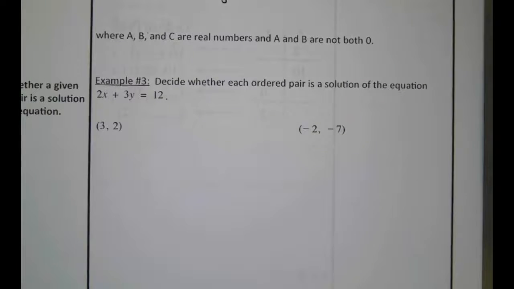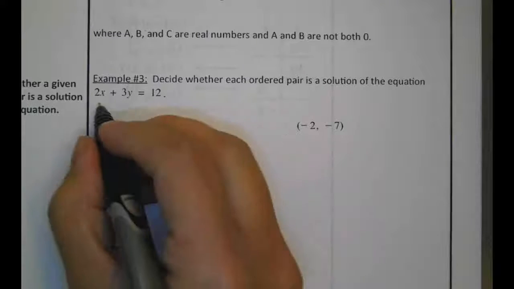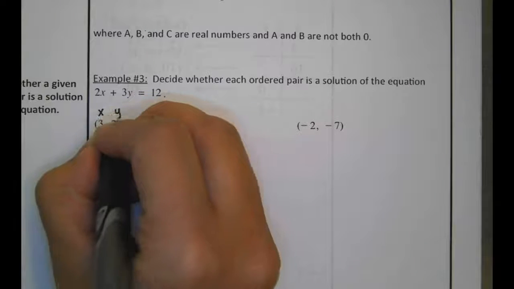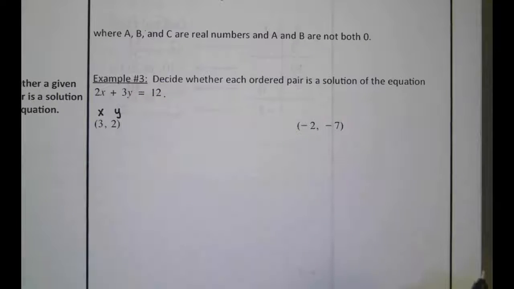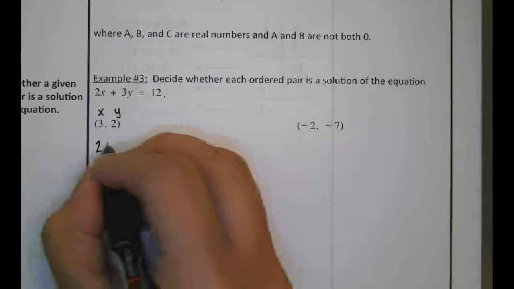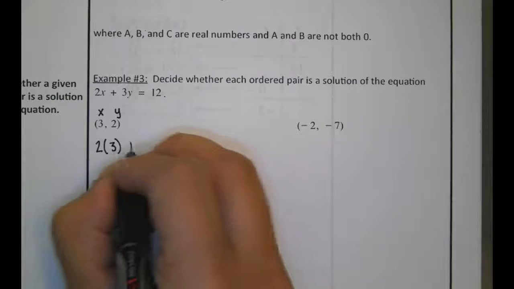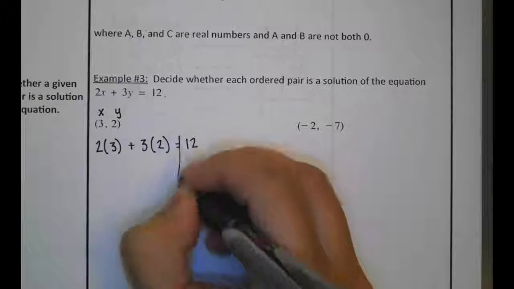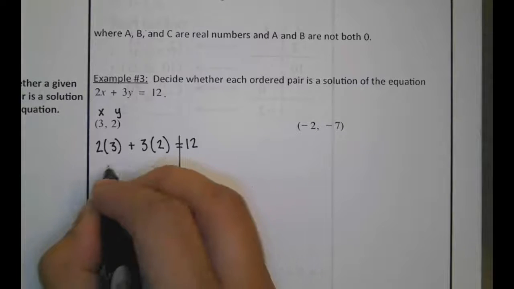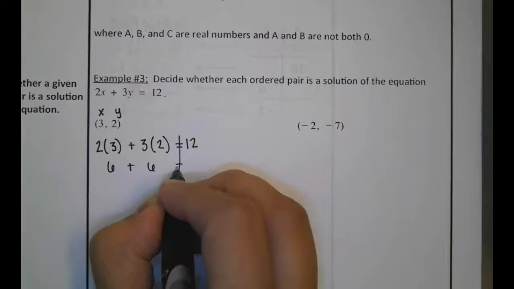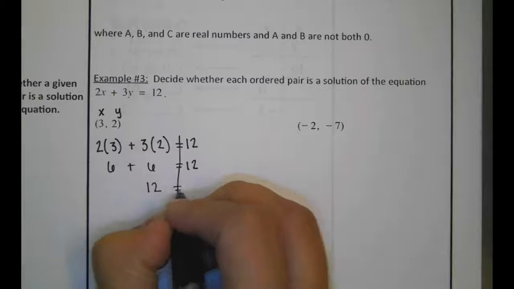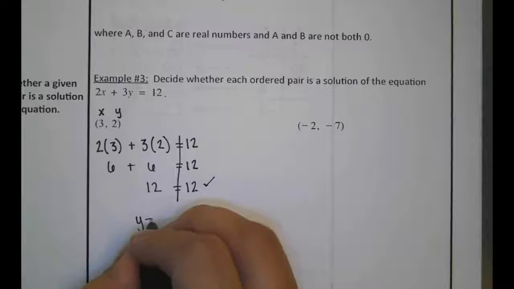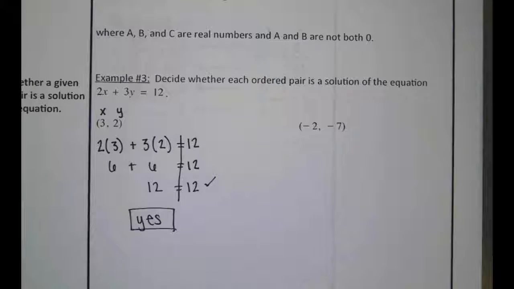Okay, example number 3. Decide whether each ordered pair is a solution of the equation 2x plus 3y equals 12. The way you do this is that you plug in x and y into this equation. So I've got 2 times, instead of x I'm going to write 3, plus 3 times, instead of y, I'm going to write 2. 2 times 3 is 6, 3 times 2 is 6, 6 plus 6 is 12. 12 does in fact equal 12, so yes, this is a solution of the equation.